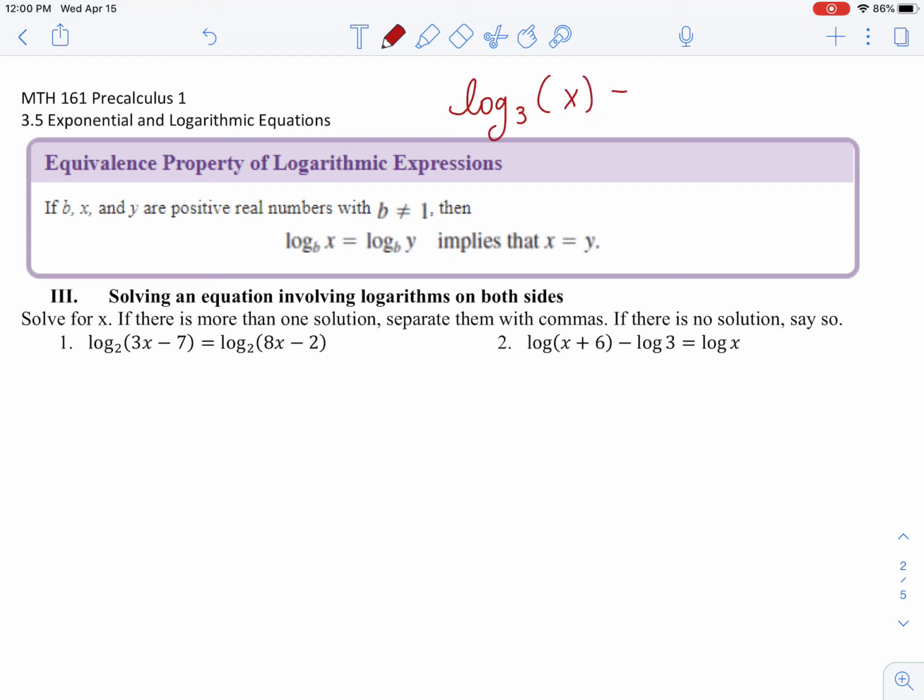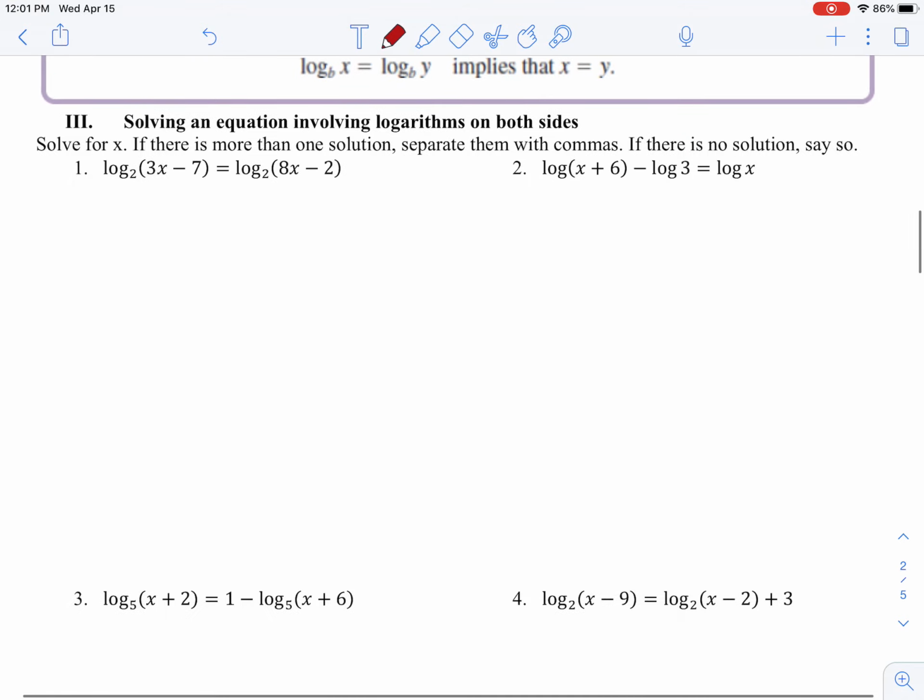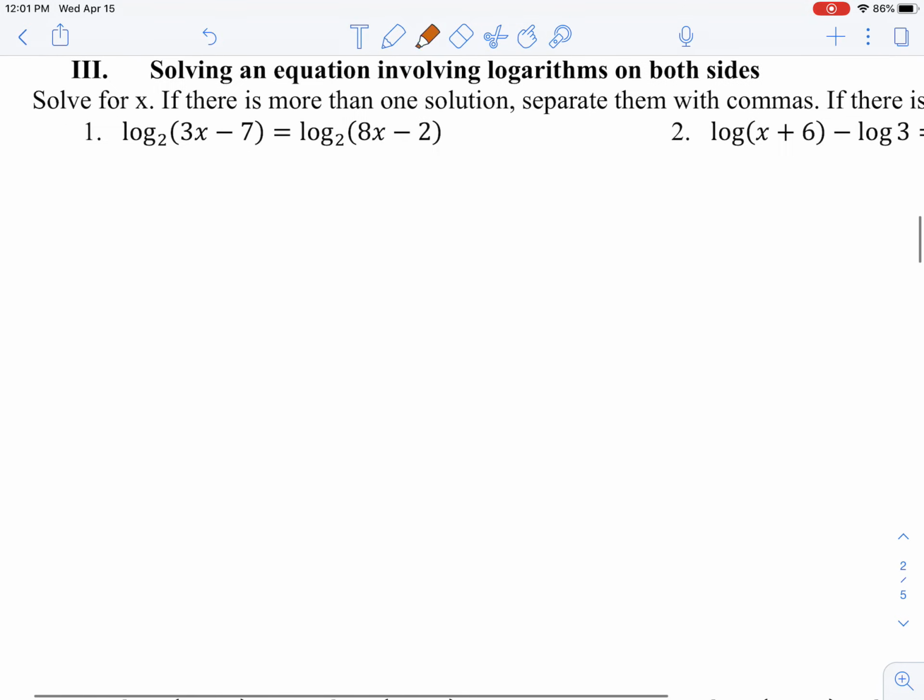Now, let's take a look. If you have log base 3, and I have x in there for the argument, and I say, hey, I have log base 3 of 5. Without really solving the log equation, can you see by just their position, x must be equal to what? x must be equal to 5, right? Because they're the exact same everywhere else. So that's what the equivalence property of logarithmic expressions in this purple box is saying. And sometimes it's as easy as that.